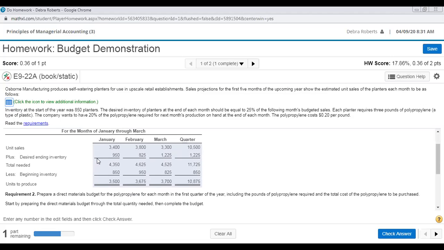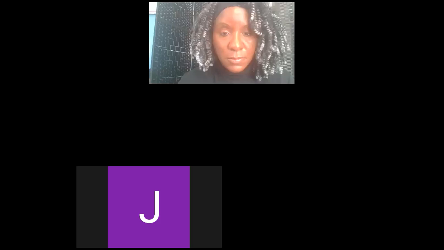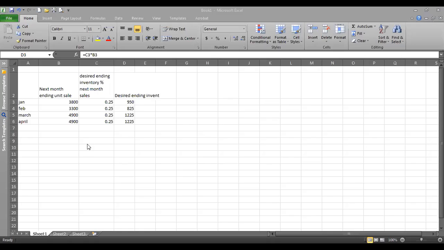With that in mind, I'm going to show how I calculated, so I'm going to change to an Excel spreadsheet. Give me a second. I'm going to share my Excel spreadsheet, and I suggest you do it this way as well. It makes creating this part of the budget a little easier to understand.